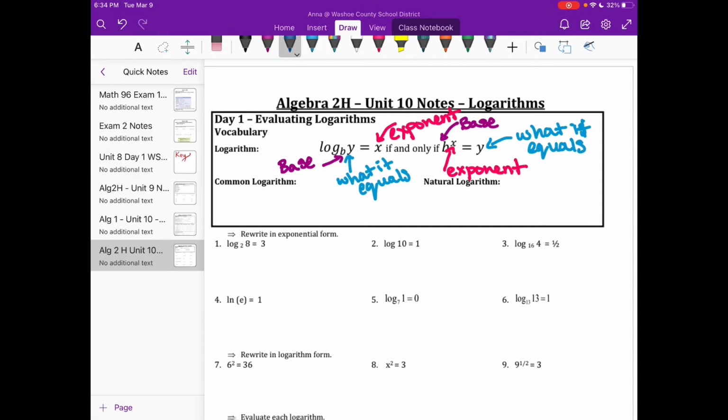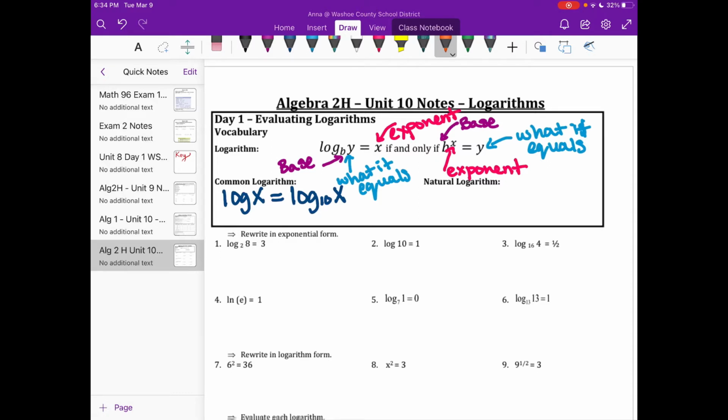We also have something called a common logarithm. Now our common logarithm just kind of looks like this. If you just have log with just an x, so no tiny number, it's always equal to log base 10, so tiny 10 with the x. So if you ever see the logarithm with no tiny number, your base is 10.